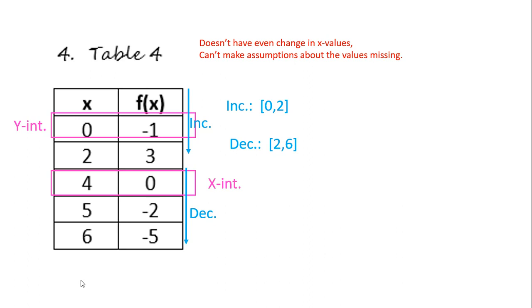Since we can't make any assumptions, we cannot talk about positive, negative intervals past this table, so we're not going to include those for this. So you need to make sure that you have all 4 of these examples filled out for your folder.